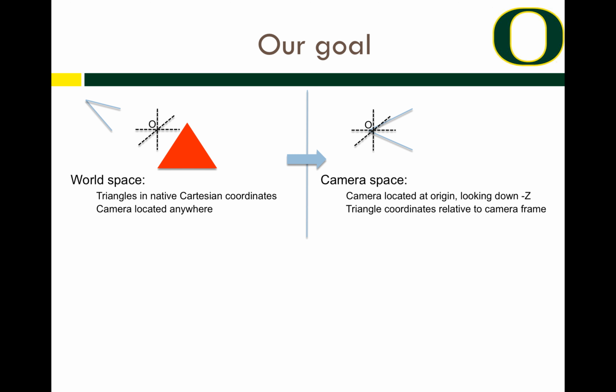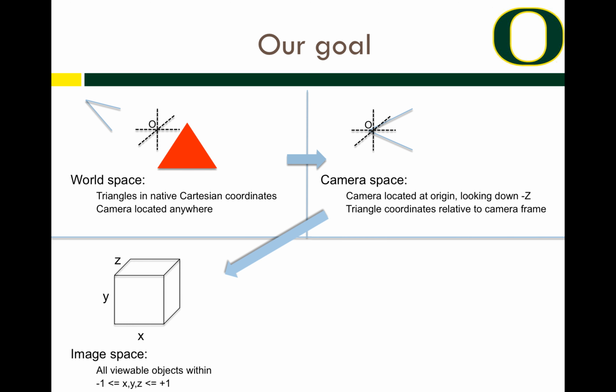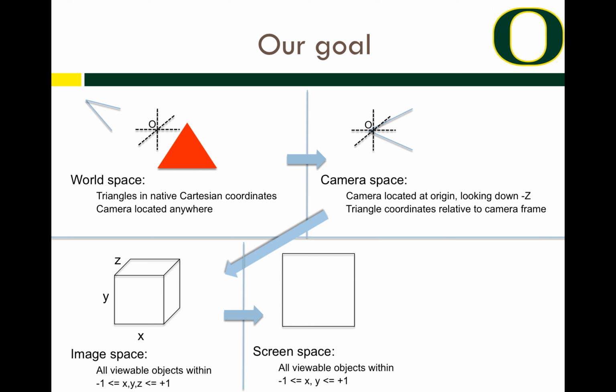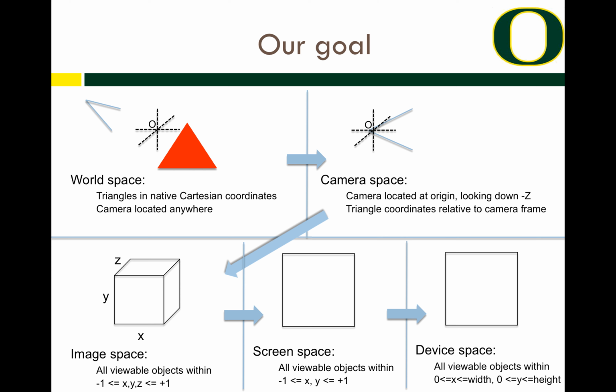The first space will be called the camera space. With camera space, the camera is located at the origin, and it's looking down the minus z axis. The triangles are transformed to be relative to this camera. It has its own frame. The next space is the image space. With the image space, all the viewable objects go in x, y, and z from -1 to +1. The next space is screen space, where you project away z and you go to just the xy plane. And the last space is device space, where all the triangles overlap with the pixels.